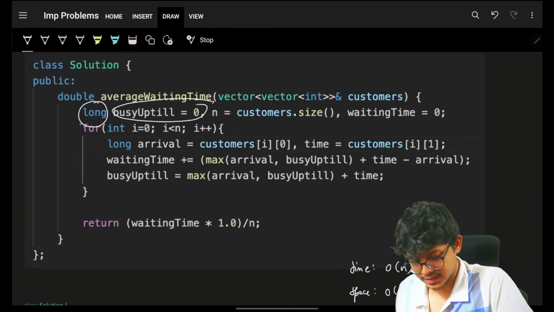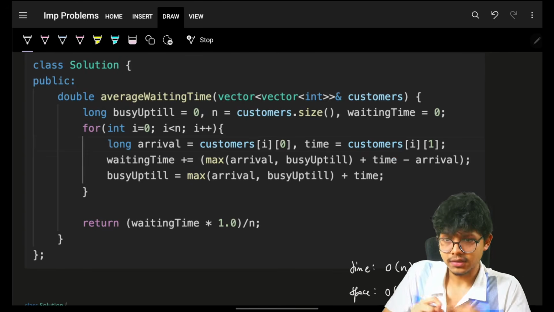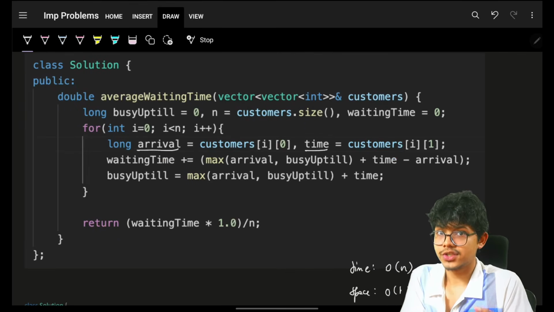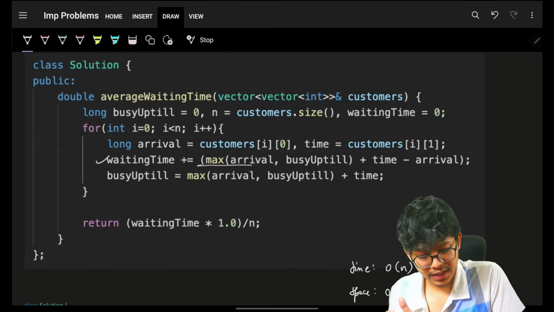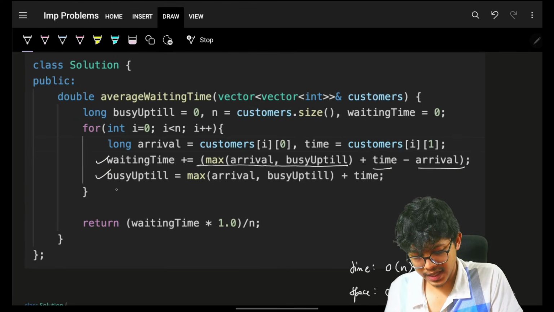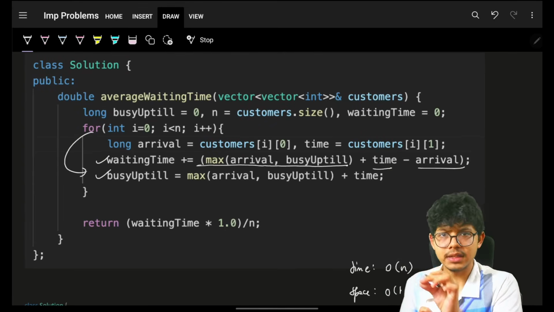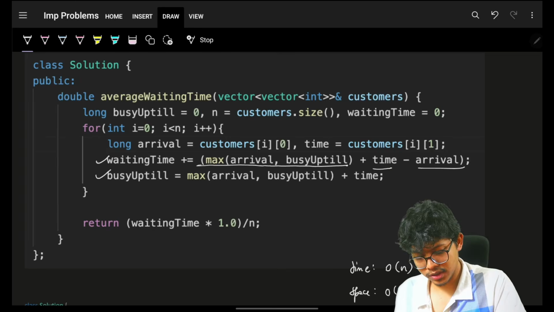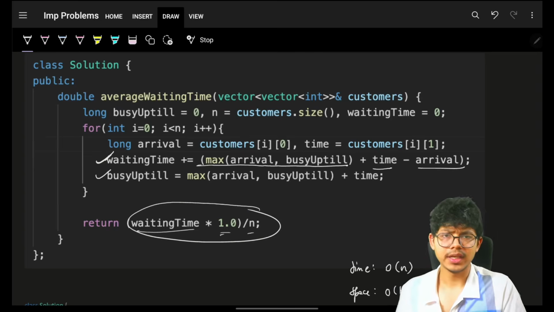So I can simply say that we start with the first customer, because I know the customers are coming in order. I will check their arrival time and the time of the food which will be taken for that specific customer. I will compute its waiting time, which will be the maximum of arrival time and busy up till, plus time, minus arrival time of the customer. And I will update my busy up till for that specific food, that the chef will be busy preparing that food up till this point. Then I will repeat that for all the customers, keep on adding my waiting time, and ultimately the average is waiting time upon n, converted to double.